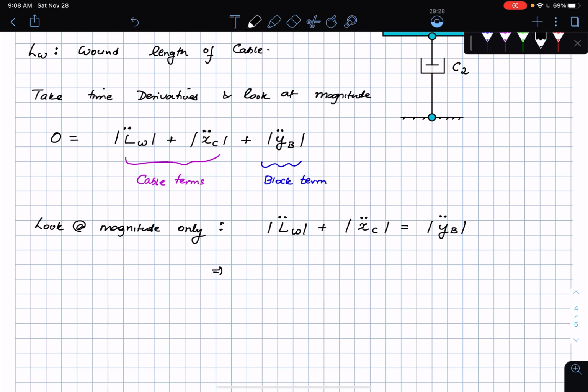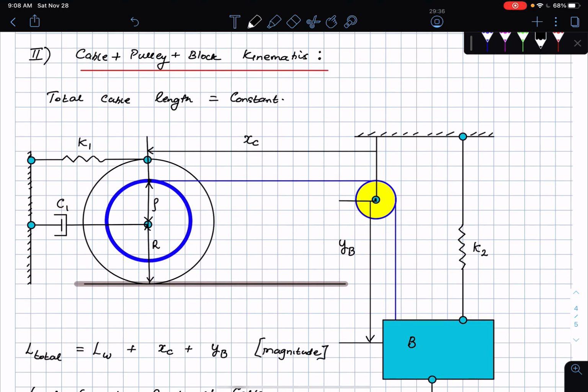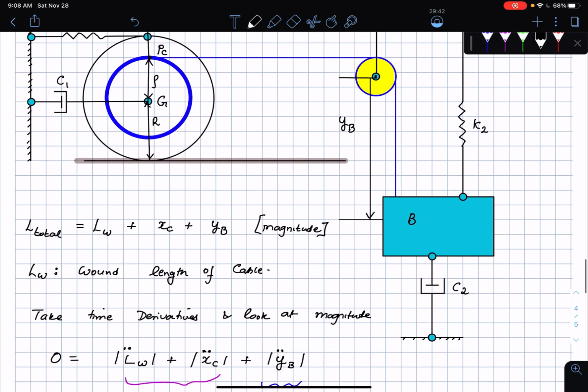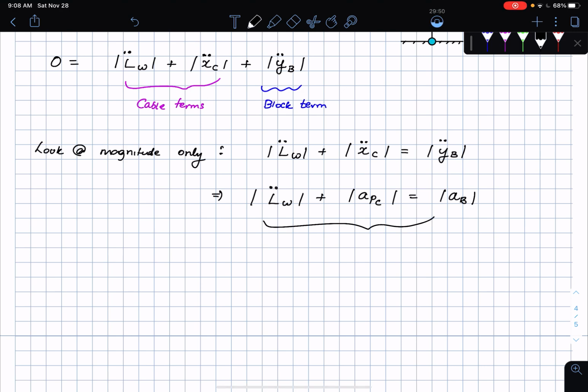So this I can very well say is the acceleration of point P on the cable, right? This is the point P. If you had noticed, this is the point P on the cable, right? This was the acceleration of the center of mass G. Okay, so this is the acceleration of point P on the cable, and this is going to be the acceleration of the block. Okay, so this implies that we are looking at magnitudes only.